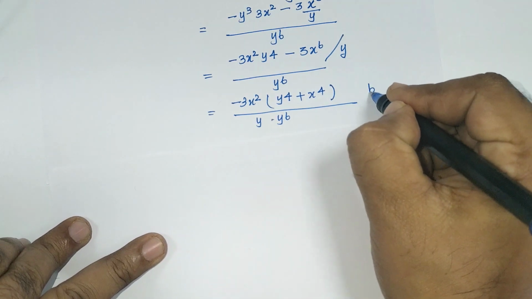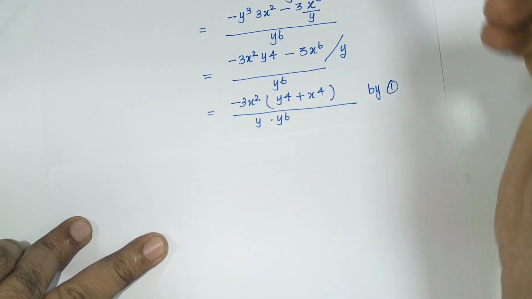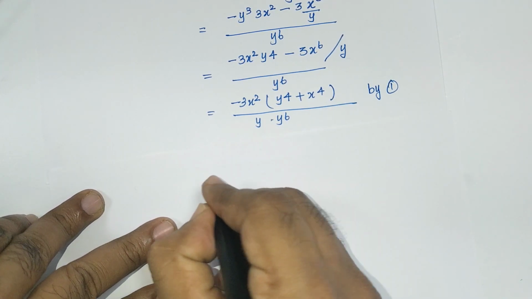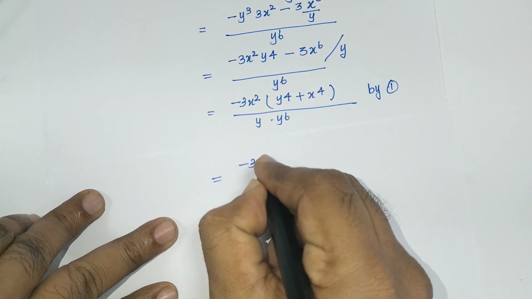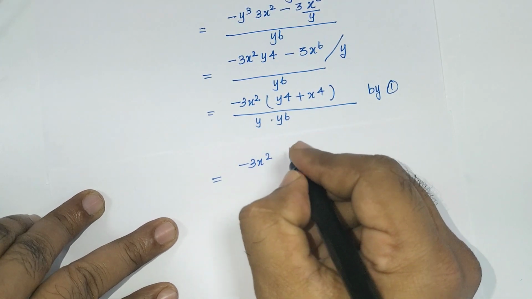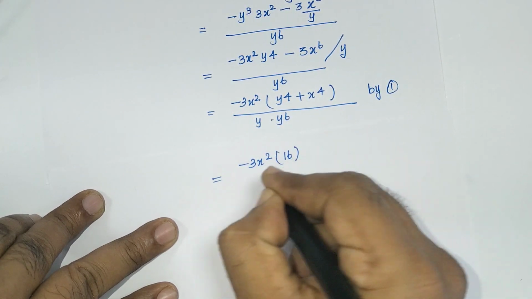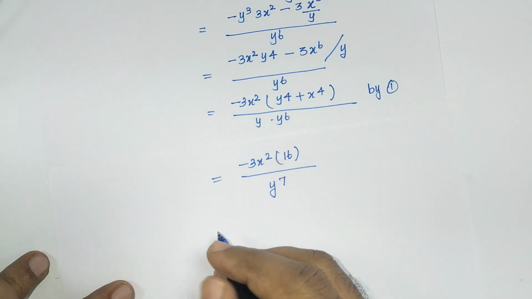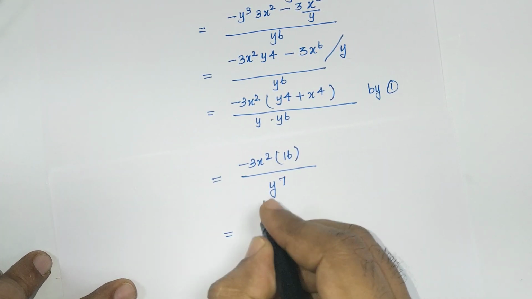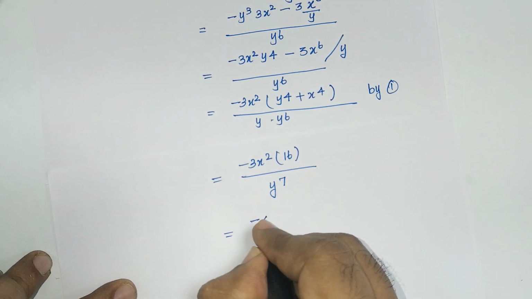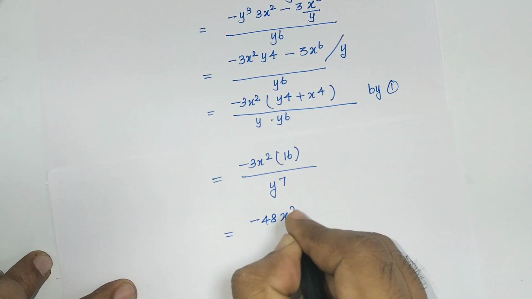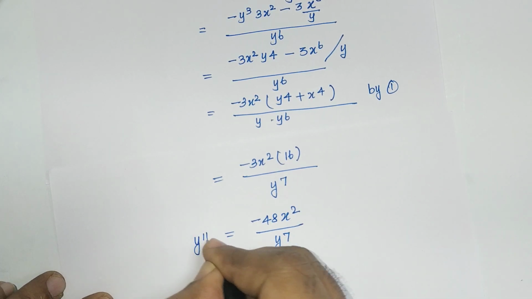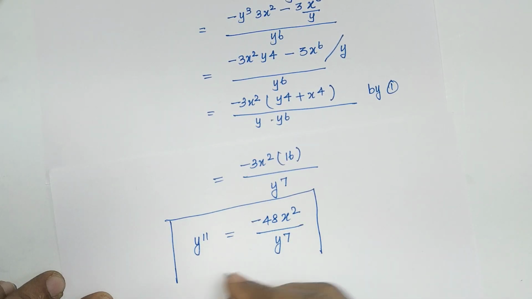Next here, by equation 1, we'll write x power 4 plus y power 4 is equal to 16. So I'll write here minus 3x square, x power 4 plus y power 4 is equal to 16, divided by y into y 6, we can write y power 7. Okay. So your answer is minus 3 into 16, minus 48 x square divided by y power 7, which is your second derivative final answer. Okay.